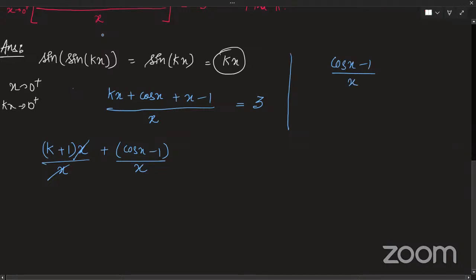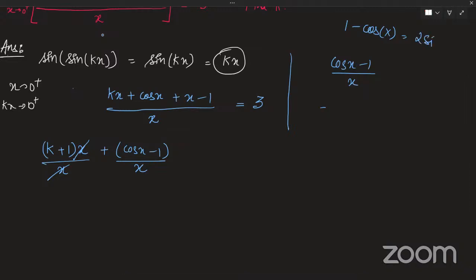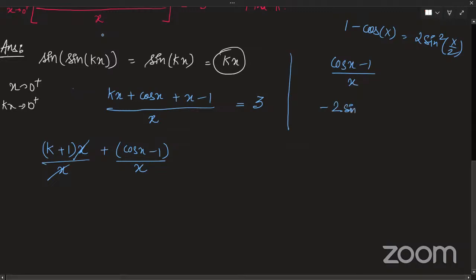We have done such a question yesterday, if you remember. Do you remember the formula of 1 minus cos 2x? It is 2 sine square x. So what will be 1 minus cos of x? 2 sine square x by 2. Right, everyone? So this thing will become minus 2 sine square (x by 2) whole divided by x.